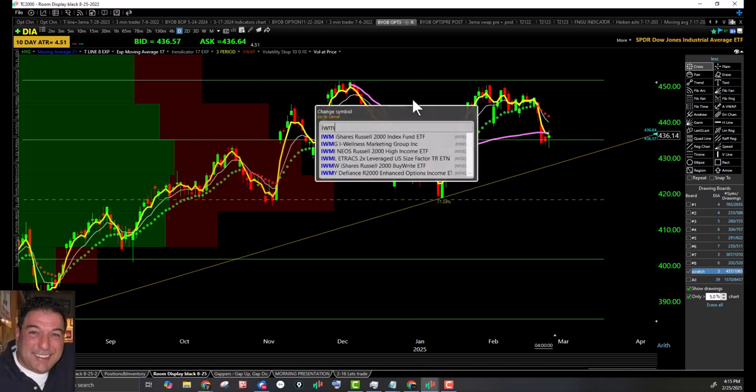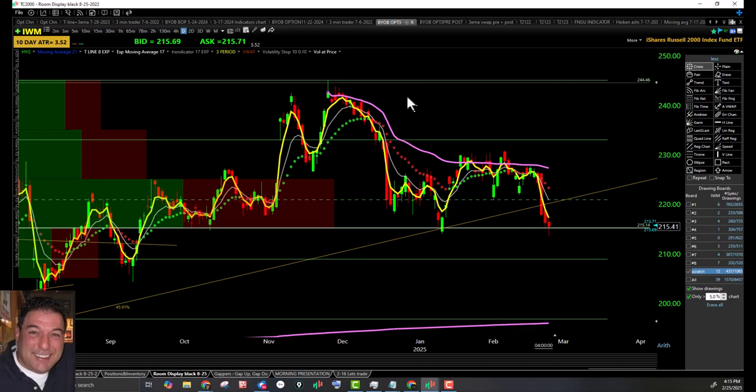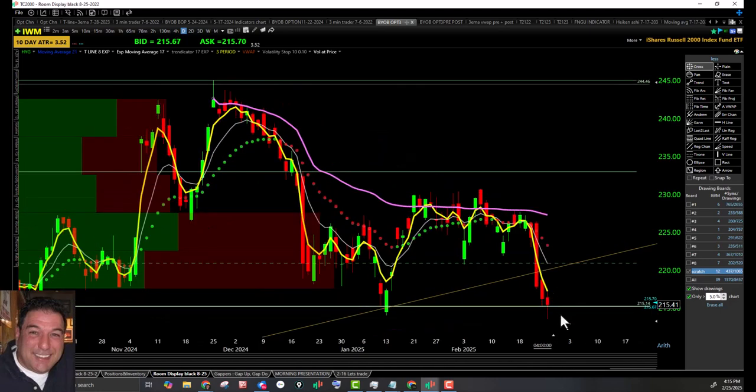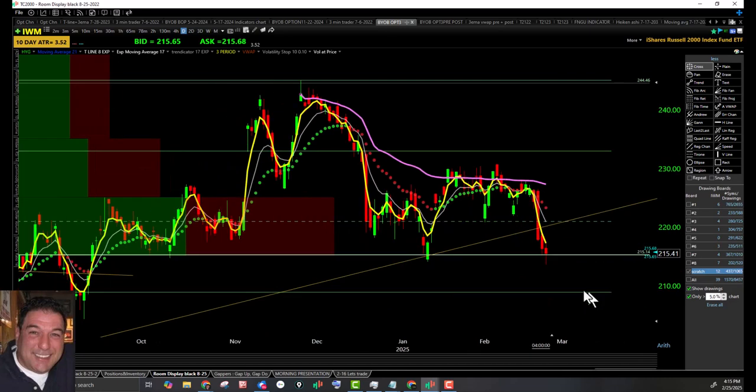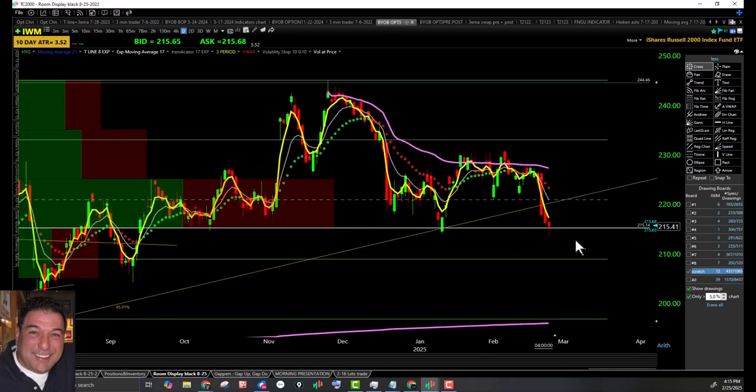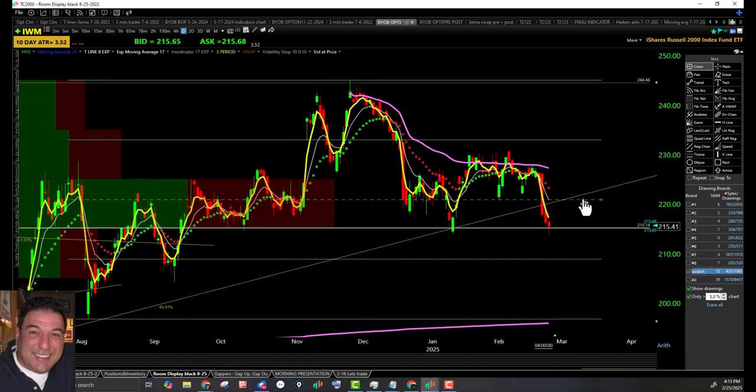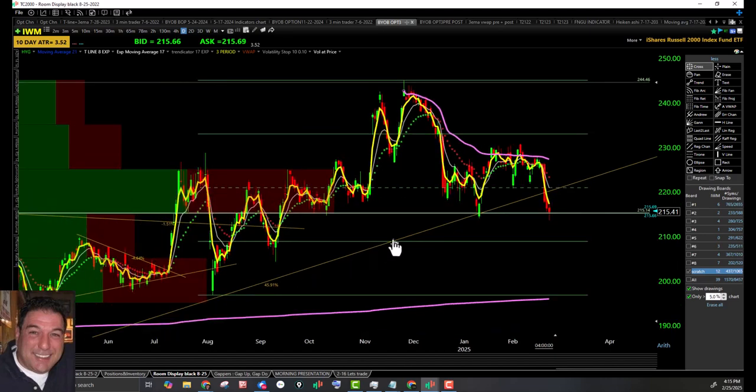Let's take a look at IWM. Don't expect any miracles here. All right, price action, lower high, lower low. All right, closing below the trap, below the 17, below the all-time high anchored VWAP, below the midpoint, below the uptrend line. Things are not looking good for IWM, all right?